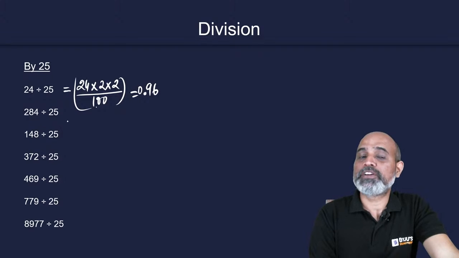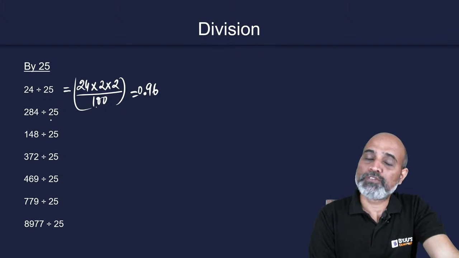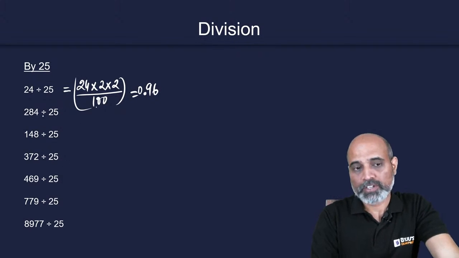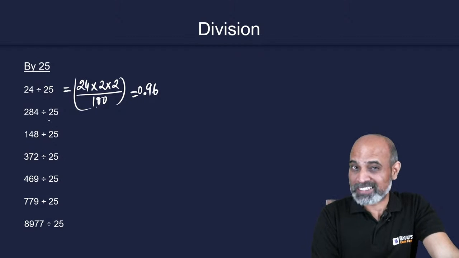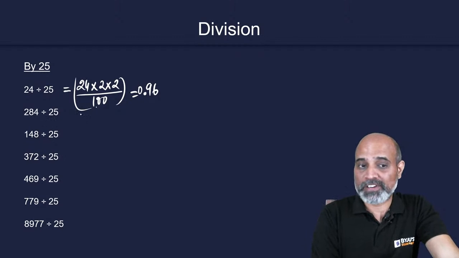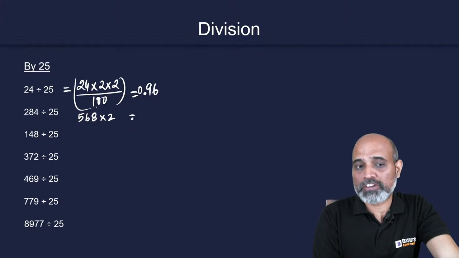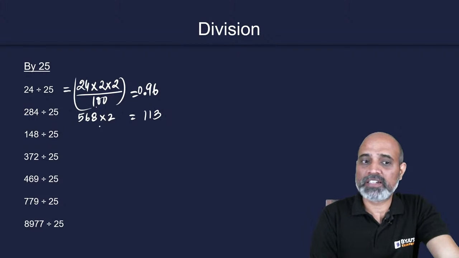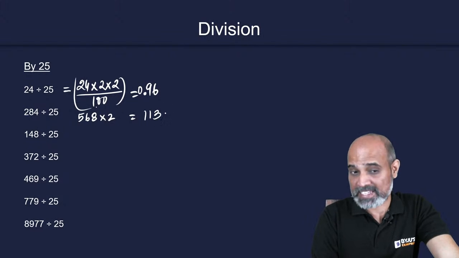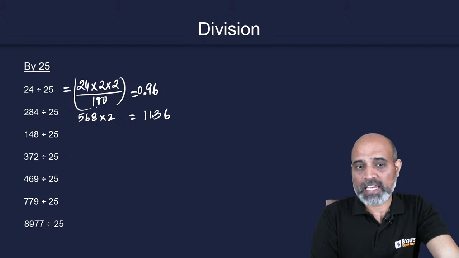284 divided by 25 means you multiply 284 by 4. So the first double of 284 is going to give me 568. Now the double of 568 is going to give me, double of 56 is 112. I'll write down 113. Double of 8 is 16, the 6. So I will have 11.36.